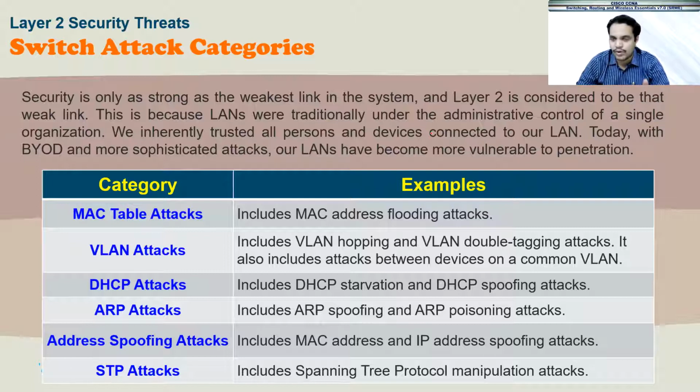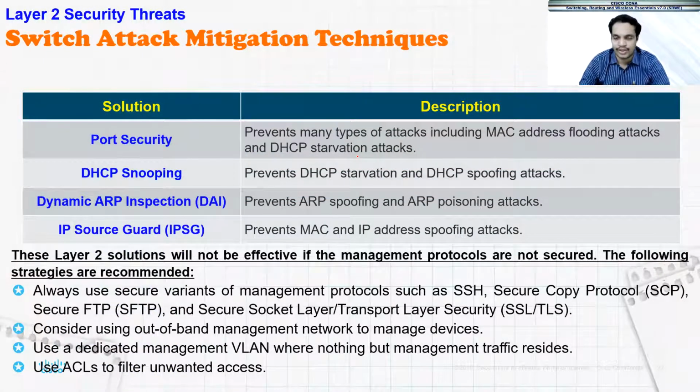We'll discuss each one of these attacks in detail, how the threat actor can perform them and what the impact of these attacks will be. Before doing that, we need to find out how to mitigate them. What is the solution? For MAC address flooding attacks and DHCP starvation attacks, you can implement port security. DHCP snooping can be implemented to prevent DHCP starvation and also DHCP spoofing attacks. Another one is dynamic ARP inspection, DAI, which can prevent ARP spoofing and ARP poisoning attacks. IP source guard, IPSG, prevents MAC and IP address spoofing attacks.